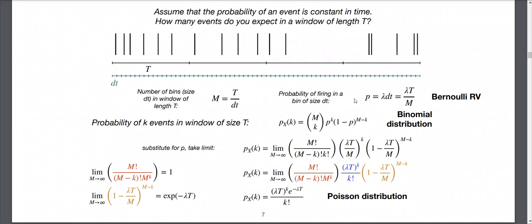The probability of firing in a bin of size dt, which we represent as P, is equal to this. We call this gamma a probability constant, times dt. The bigger the dt, the bigger the probability, so that makes sense. And since dt is equal to T over M from this equation, you can write it as gamma T over M.